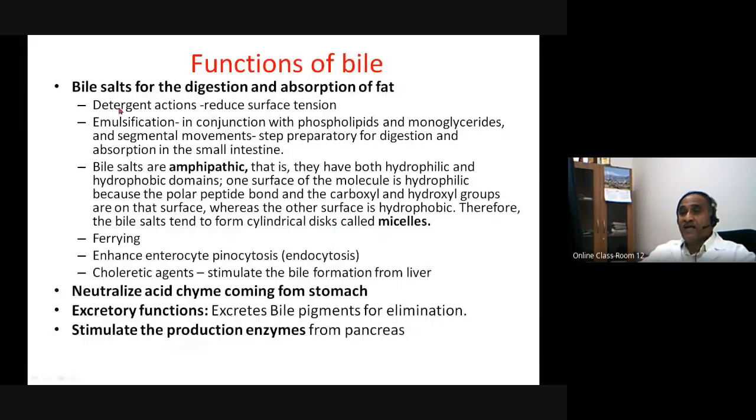So then bile salts are added to this. In addition, the bile salts have both hydrophilic and hydrophobic characters. They hold the hydrophobic in one cluster, forming the cylinders, what are called micelles. And after forming the micelles, they ferry or transport these micelles to the brush border. So that is the next function.